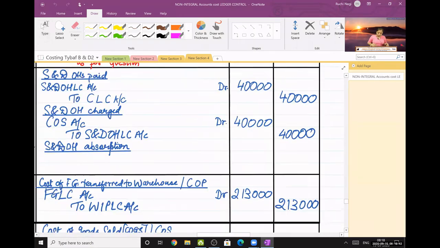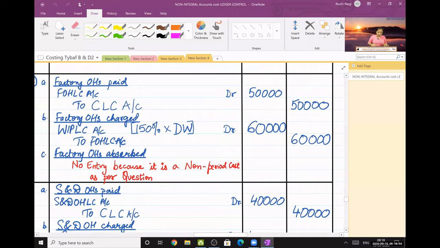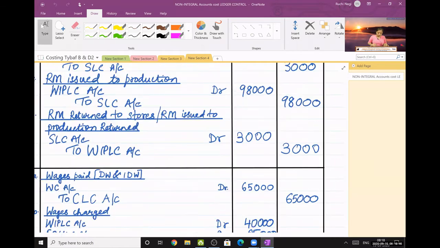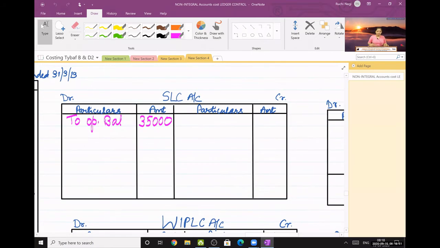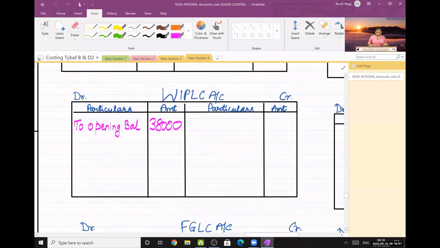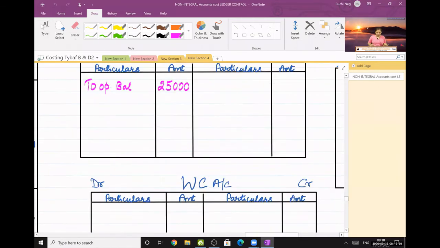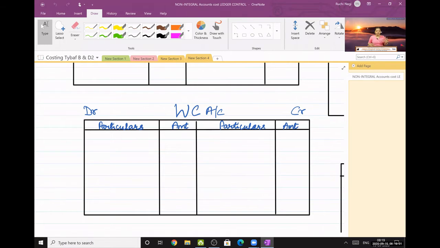Okay. Now we have to just post the journal entries into ledgers today. Okay. So let us do that. These are the journal entries which you will prepare, as I always keep saying. Stores ledger, WIP ledger, finished goods ledger, and wage control ledger. Try to fit in one page. इसको एक ही पेज में fit करो. ठीक है?